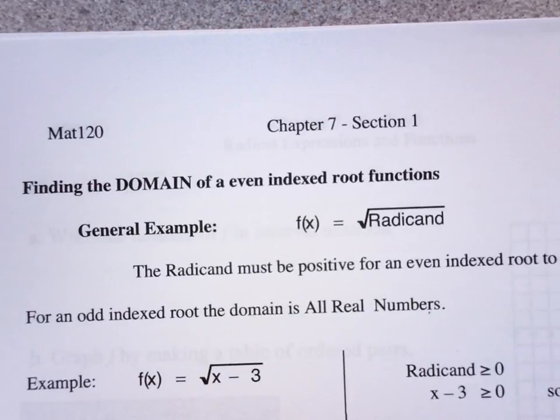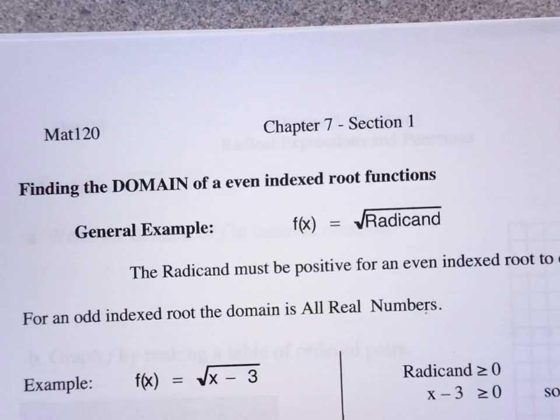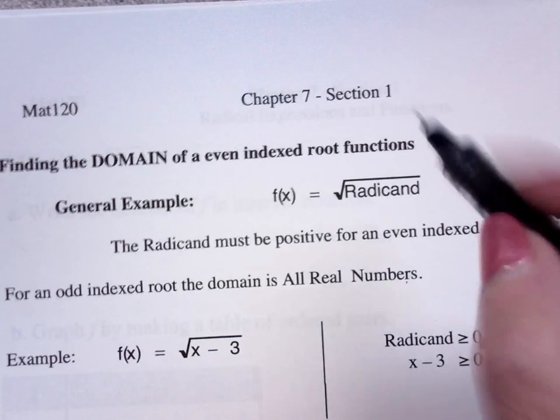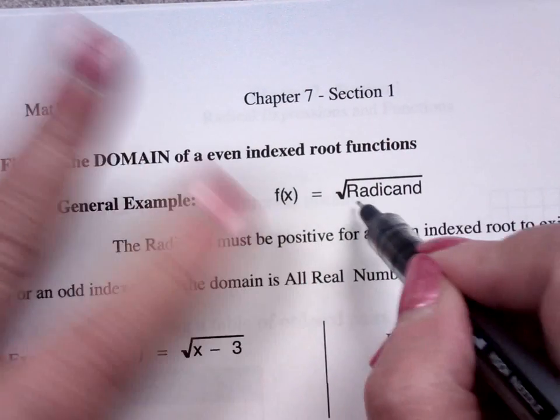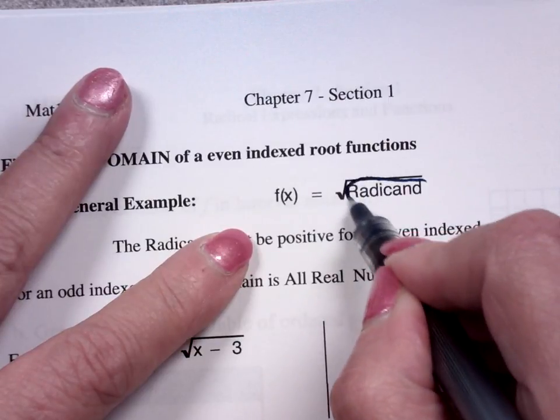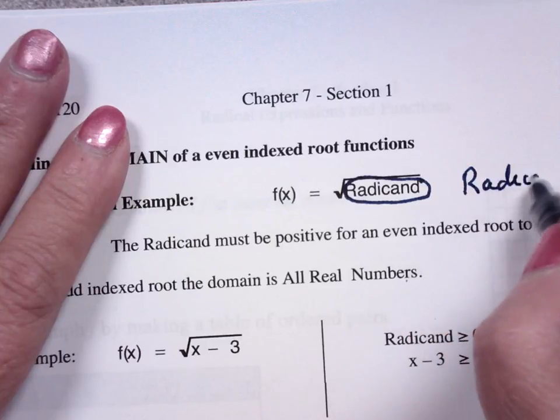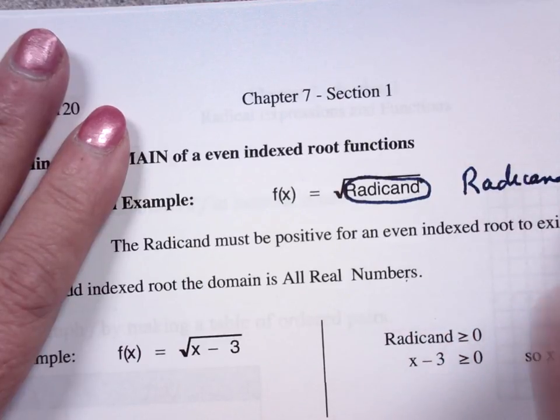Don't want to have to do this again. If you have an even indexed root, you cannot take the square root or the fourth root or the sixth root, any even indexed root, of a negative number. So that's why they say that if you're looking at a radical, remember the radicand must be greater than or equal to 0.